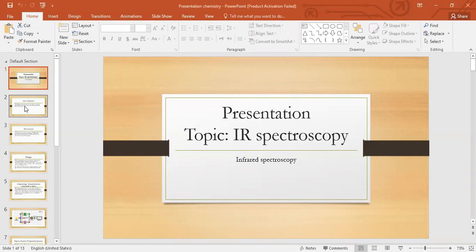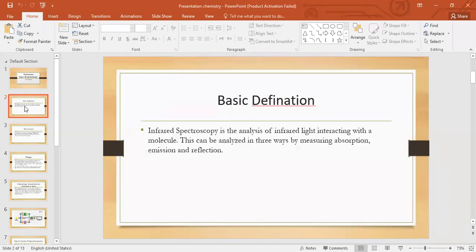First of all, I'll explain the basic definition of IR or infrared spectroscopy. Infrared spectroscopy is the analysis of infrared light interacting with a molecule. Means we analyze the interaction of infrared light on a molecule, and what the effects are. This can be analyzed in three ways: by measuring absorption, by emission, and by reflection. There are three ways to analyze that interaction.